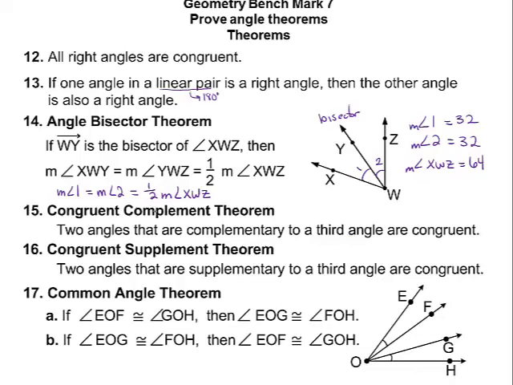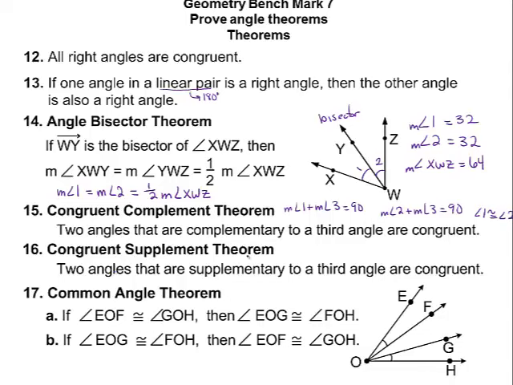Okay, congruent complement theorem. If two angles are complementary to a third angle, so if, say, angle 1 and angle 3 equal 90, complementary, and angle 2 and angle 3 equal 90, complementary, then that means angle 1 is the same as angle 2. And if you think about it, that should also make sense, because if 1 plus 3 is 90 and 2 plus 3 is 90, well, the 3's are the same, so 1 and 2 have to be the same. Does that make sense?